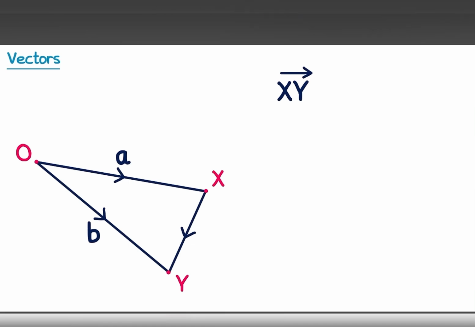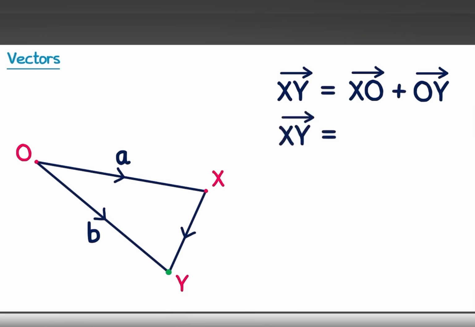Now let us try to find XY. There are a few routes to go from X to Y. Let's talk about it. See this route, X to O, then O to Y. We are moving in the opposite direction to A. That's why we will write down XO plus OY. Yes or no? Now what is XO? XO is negative A. The direction is different. Now OY is plus B. So the XY vector would be negative A plus B, or we can write it as B minus A.